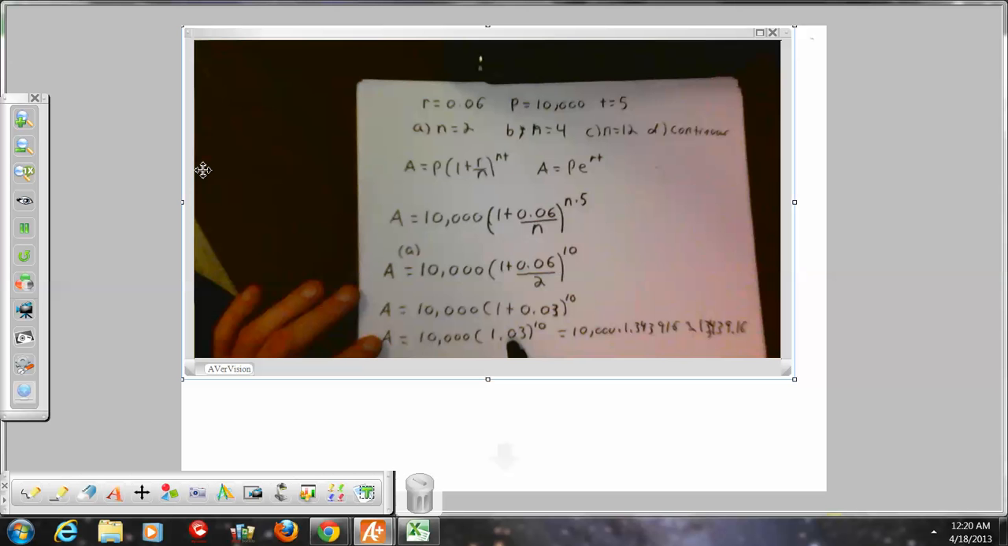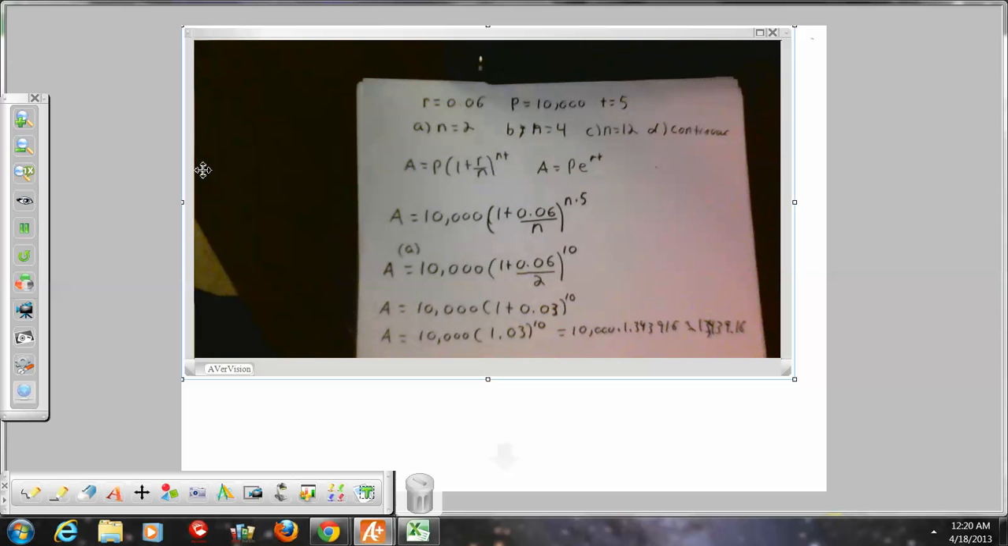Because I have 1.03 raised to the 10 times 10,000. Well, exponents come before multiplication, so 1.03 to the 10 is 1.343916. And of course, I multiply that by 10,000, and I get $13,439.16. Okay, and that's part A.